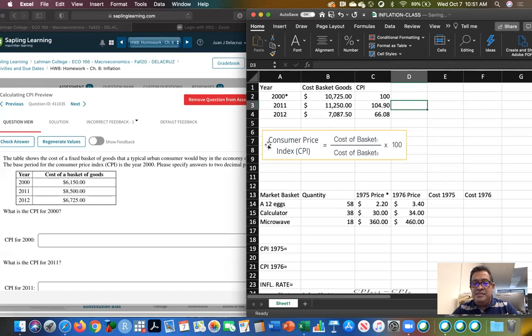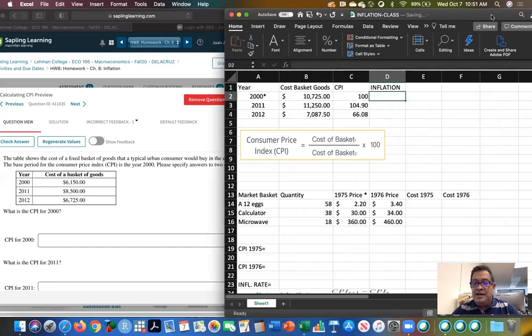So this is very simple. The consumer price index is the index that we're going to be using to compute inflation, right? So that is the first thing. If I want to compute inflation, well, we are going to do it later. You can use another line to compute inflation, and we have the inflation formula a little bit down here.